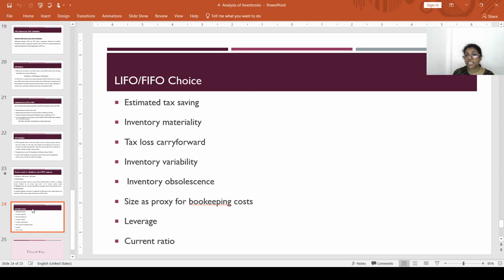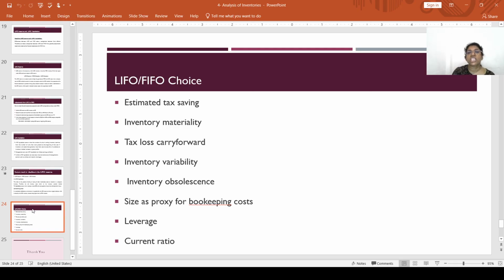Inventory variability. If the inventories vary over the period due to seasonal fluctuations, cyclical fluctuations, and random fluctuations, what are we going to use? Then, if the inventories become obsolete more rapidly, we can't go for the LIFO method, because in the LIFO method, the old inventory may become obsolete frequently. Then the leverage, debt to equity ratio. What is the impact? So in the capital structure, where are we going to state it?